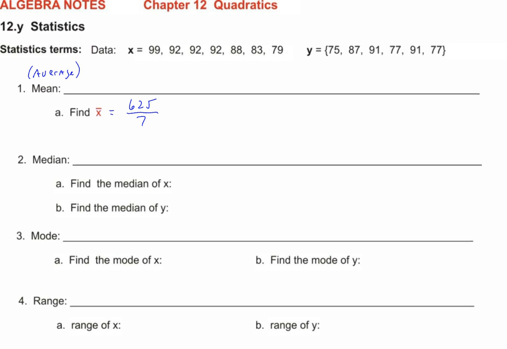1, 2, 3, 4, 5, 6, 7 pieces of data. So now just divide your 625 by 7. Who's got it for me? What do you got, Nick? 89.28. 89 point what? 28.